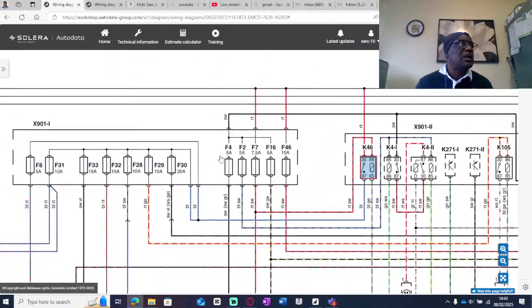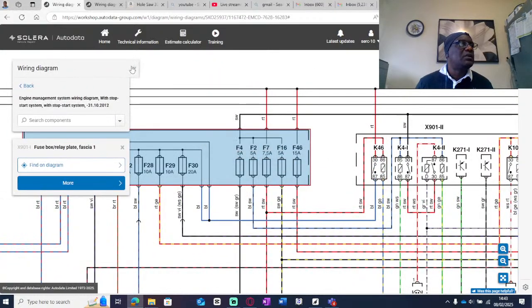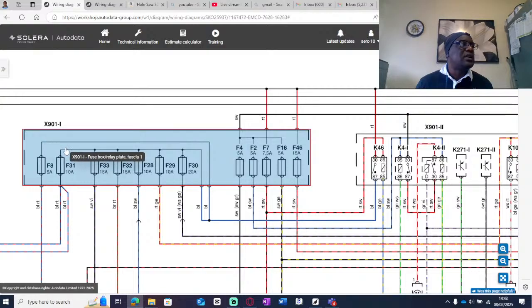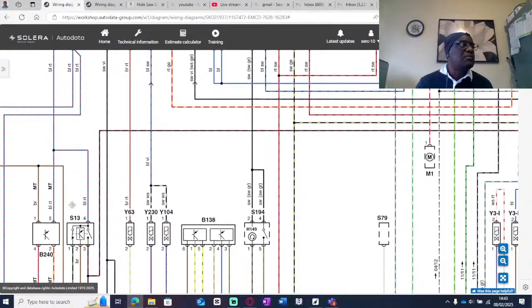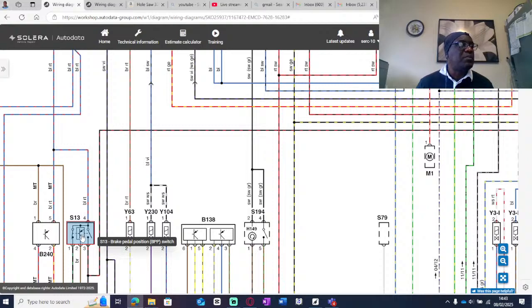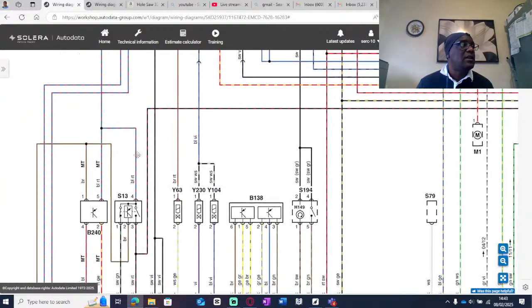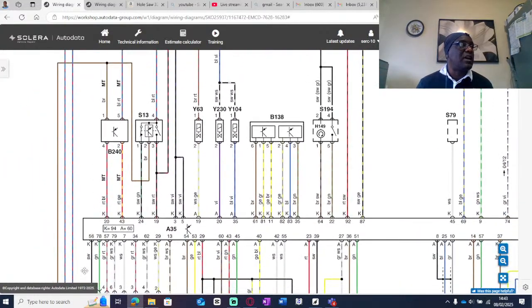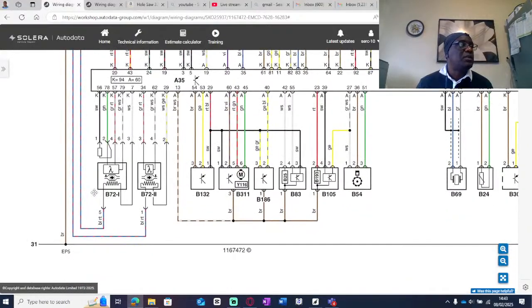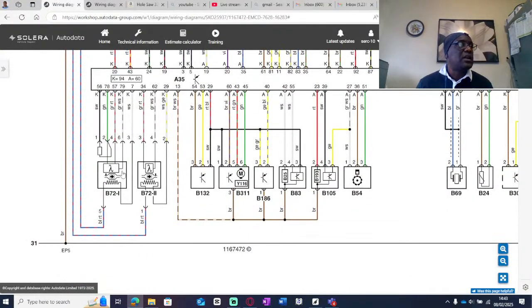Whenever it comes out there, it comes here through that, and then it comes to this module here, which is the clutch position sensor. It also comes here, which is a brake pedal position switch, and many other things that it would supply. There could be other sensors as well.